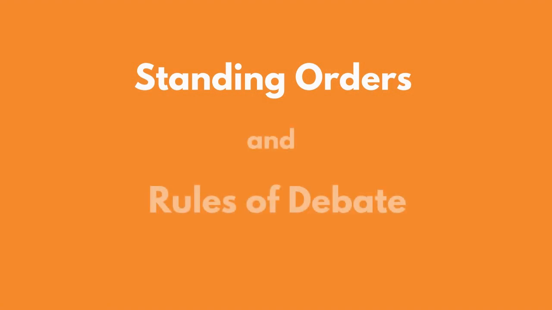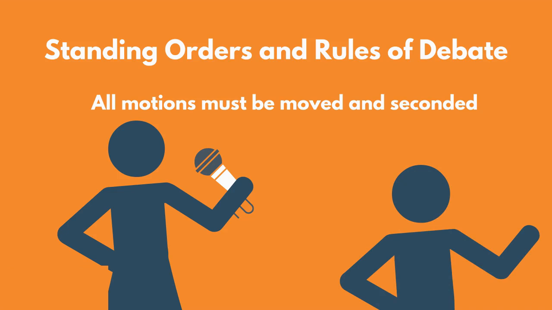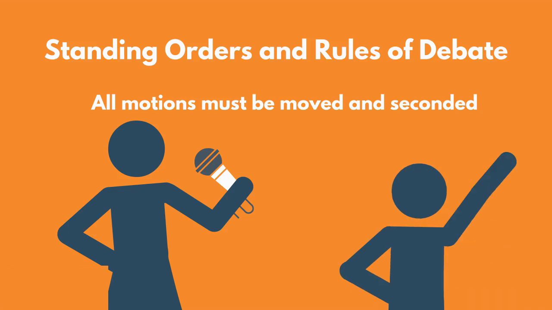Here is a brief overview of standing orders and rules of debate. Standing orders are the rules that govern how the entire meeting is conducted. Rules of debate are the rules that must be followed during a time that a motion is being debated. All motions must be moved and seconded. The act of seconding means at least one other delegate wants the motion to be considered by the meeting.